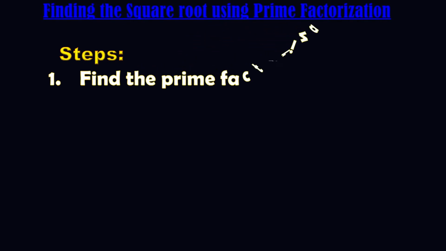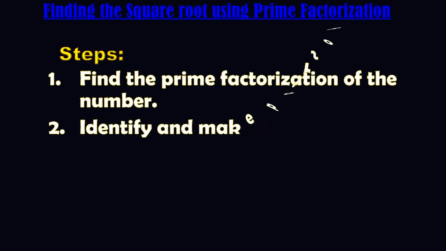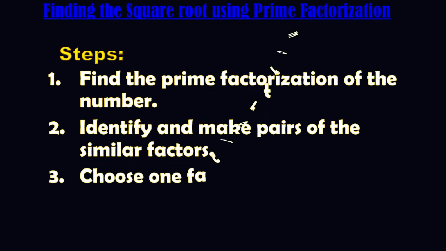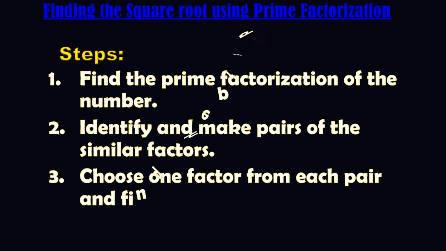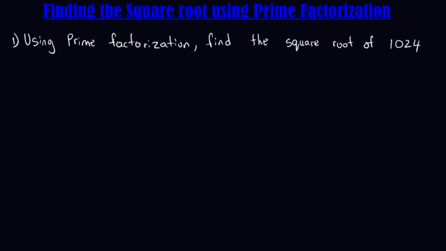There are 3 very simple steps to do this. The first step is to find the prime factorization of the given number. The second step is to identify and make pairs of similar factors. The third and final step is to choose one factor from each pair and find the product. And that is how you will find the square root of that particular number. So let's jump into doing some examples.